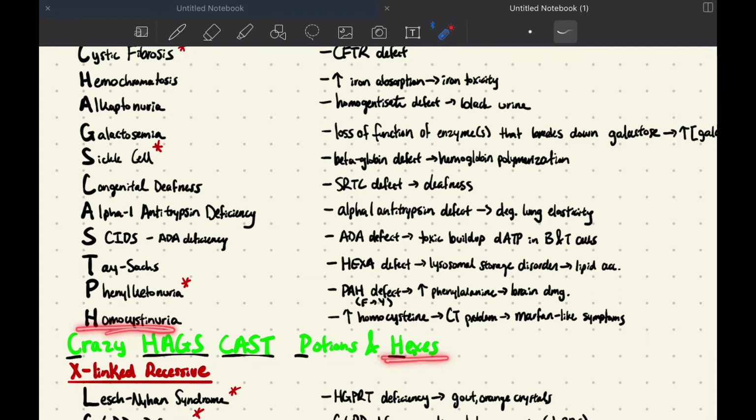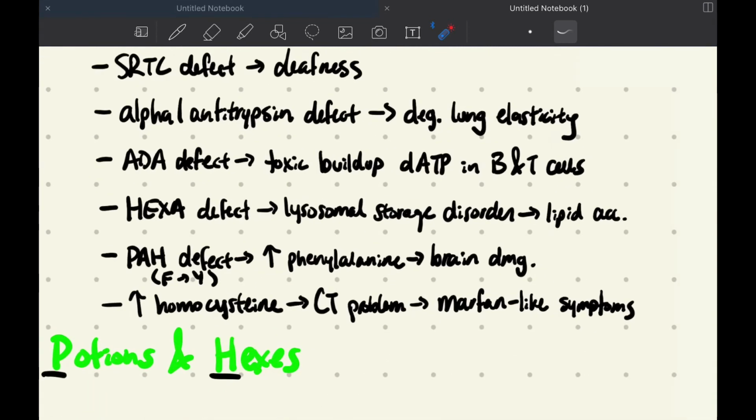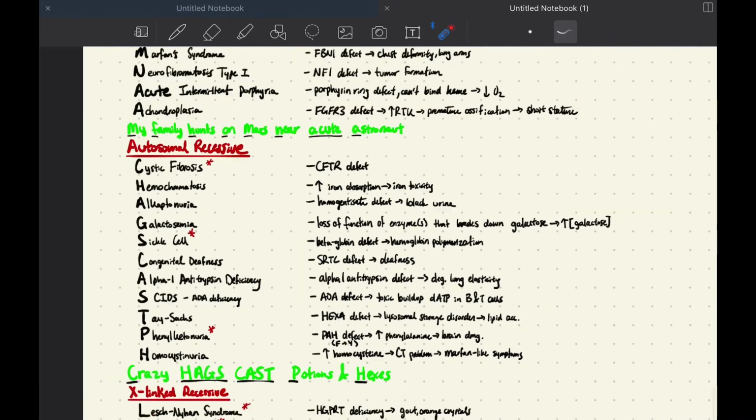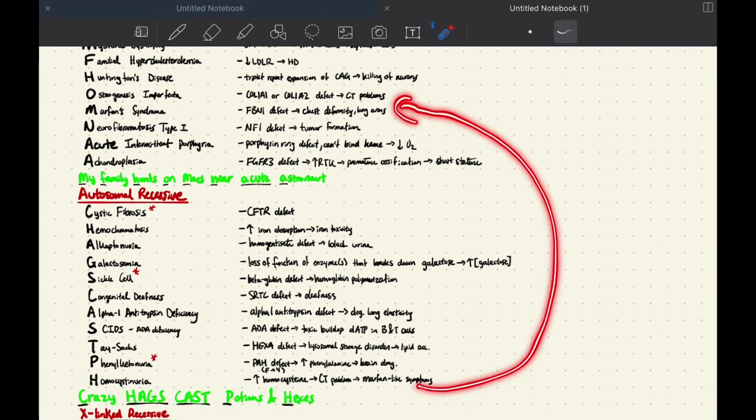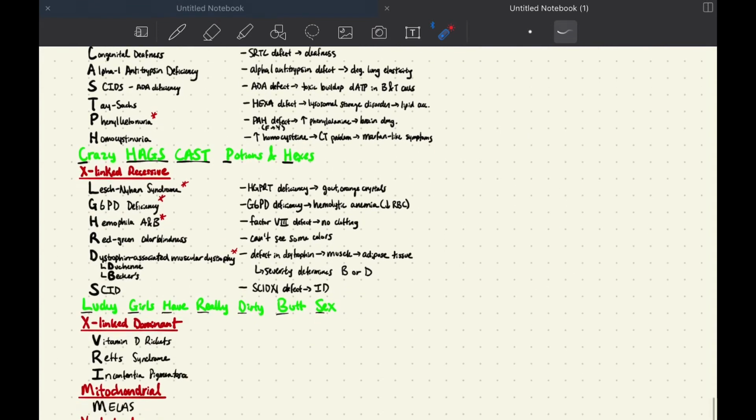Then there's homocystinuria, and that's going to be an increase in your homocysteine, which leads to a connective tissue problem. And as a result, if we can remember the connective tissue problems from Marfan's, which was up here, it's going to lead to about the same stuff. So like long arms, chest deformity, stuff like that.